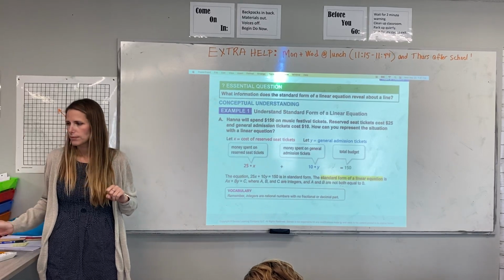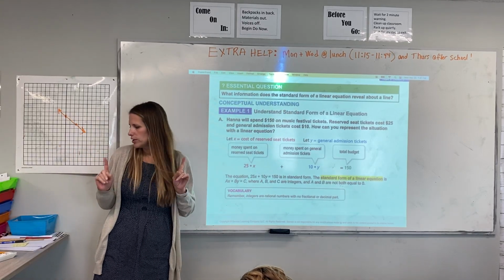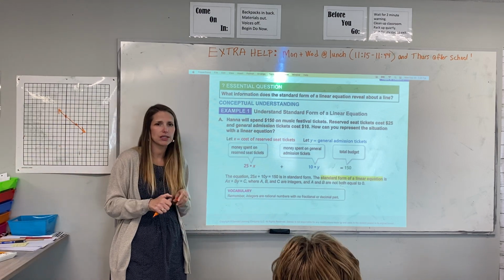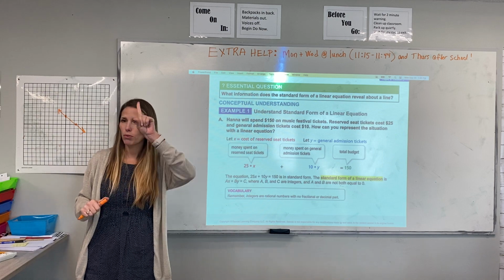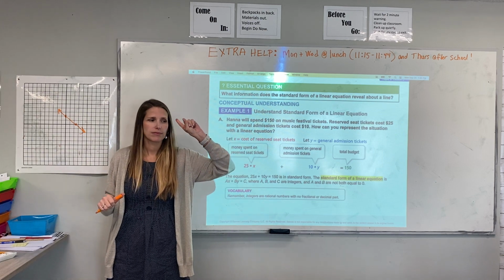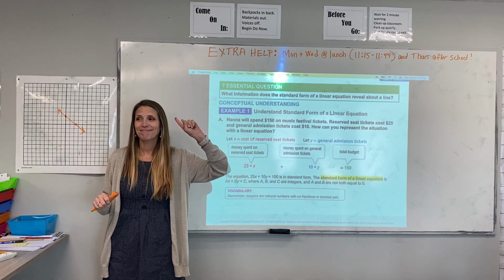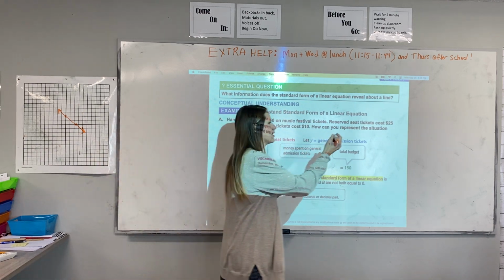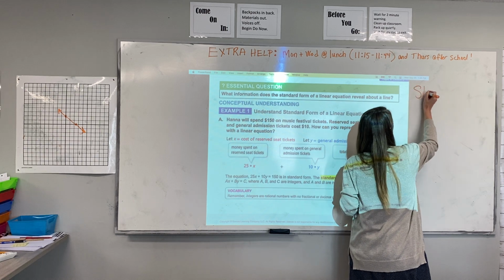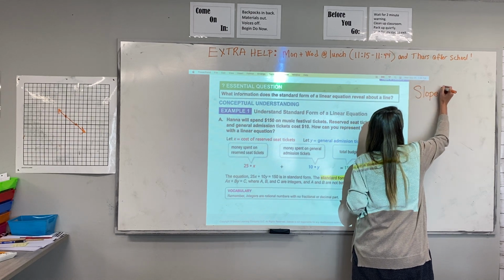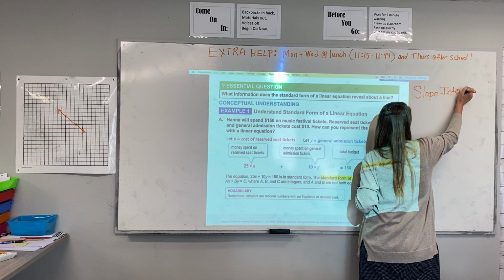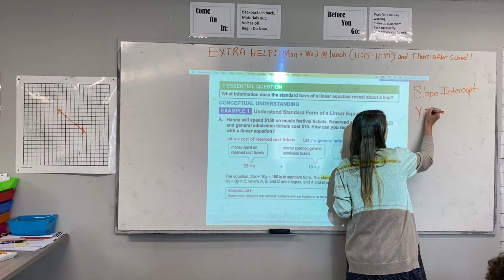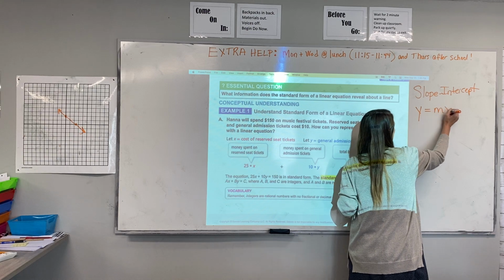All right. So, we just talked about this, but somebody remind me again, we've learned about linear equations in two forms. What was the first form we learned? Slope-intercept form. Put that over here. Slope-intercept form. And which was what? y equals mx plus b.